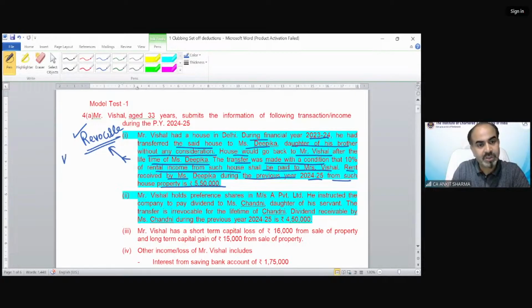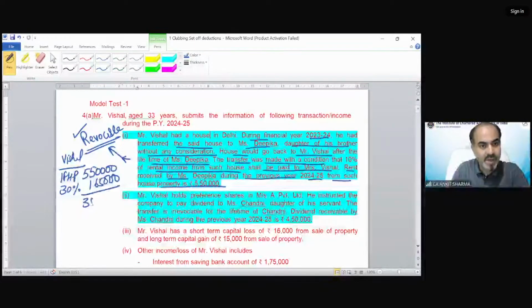So in this case, Mr. Vishal's income from house property needs to be calculated. That is 5,50,000. 30% deduction, 1,65,000. And the balance amount is going to be clubbed in the hands of Mr. Vishal. So this is the income that needs to be clubbed in the hands of Mr. Vishal.